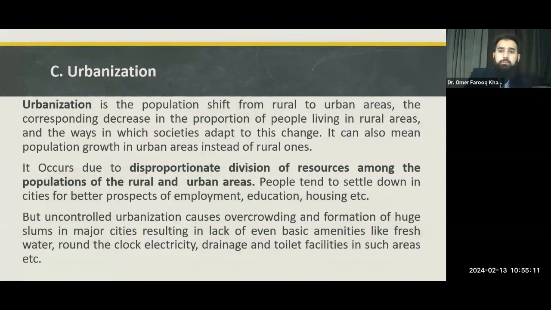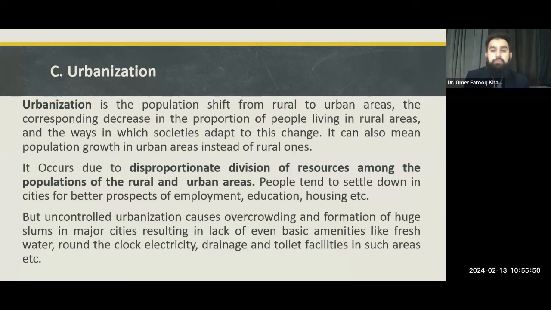Then the third problem with our environment, the environmental factor that affects our health, is urbanization. It's the last thing. I will try to wind it up as early as possible so we can take maximum questions as well. Urbanization is a population shift from rural to urban areas, the corresponding decrease in the proportion of people living in rural areas, and the ways in which societies adapt to this change. It can also mean population growth in urban areas instead of rural ones. It occurs due to disproportionate division of resources among the populations of the rural and urban areas.